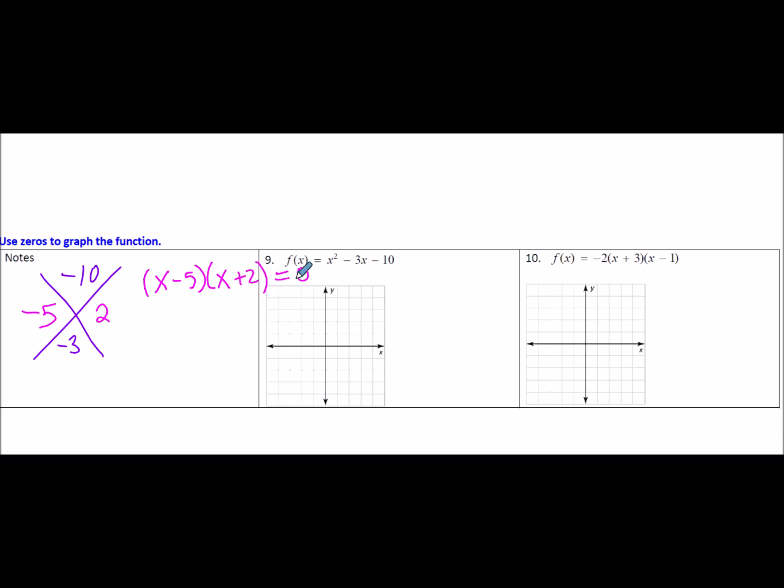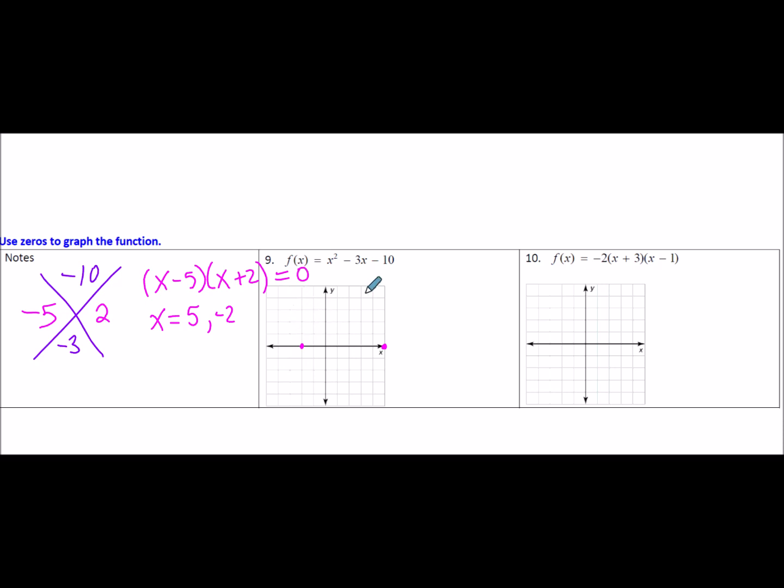That's equal to 0, which means that the x's are the opposite of what you see. Think about it, because x has to be a 5 to be a 0. And then this x over here has to be a negative 2 to zero out. So now we can go ahead and graph our points: 5 and negative 2. And it's just a sketch.